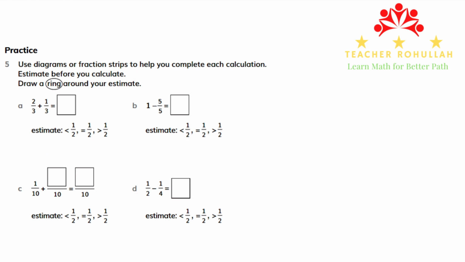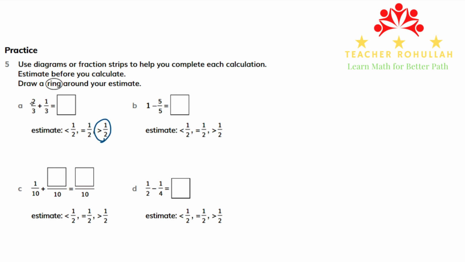In question 5, it says, use diagrams or fraction strips to help you complete each calculation. Estimate before you calculate. Draw a ring around your estimates. So for each one of the questions, we have some options for estimating. Here it says 2/3 plus 1/3 will be equal to less than 1/2, equal to 1/2, or more than 1/2. 2/3 plus 1/3 will be more than 1/2.